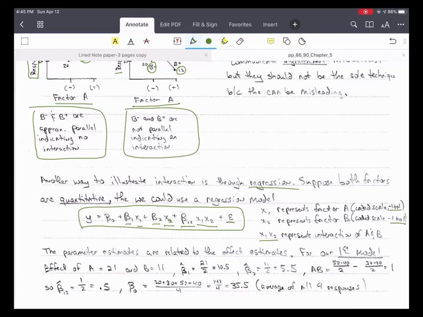The parameter estimates are related to the effect estimates. For our first model, the effect of A was 21 and B was 11, both positive.